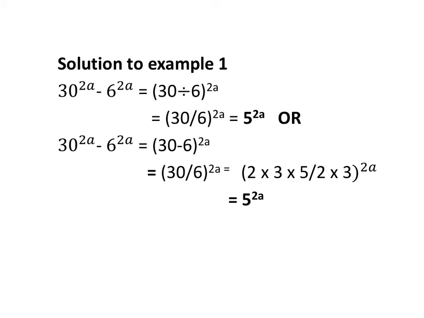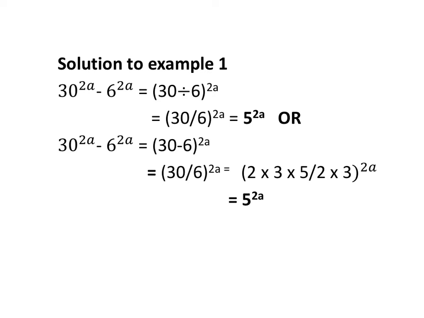Solution to example 1. 30 raised to power 2a minus 6 raised to power 2a is equal to 30 divided by 6, bracket 2a, and is equal to 30 over 6, which is equal to 5 raised to power 2a. So the answer is 5 raised to power 2a.